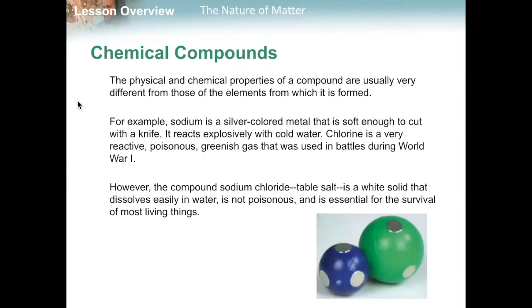The physical and chemical properties of a compound are usually very different from those of the elements from which they formed. For example, sodium is a silver-colored metal that is soft enough to cut with a knife. It reacts explosively with cold water. And chlorine is a very reactive, poisonous greenish gas that was used in battle during World War I. However, together they form table salt, a white solid that dissolves easily in water, is not poisonous, and is essential for survival of most living things.